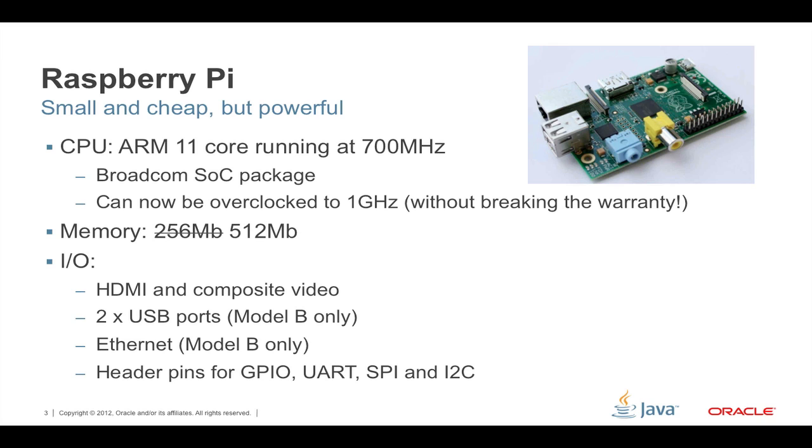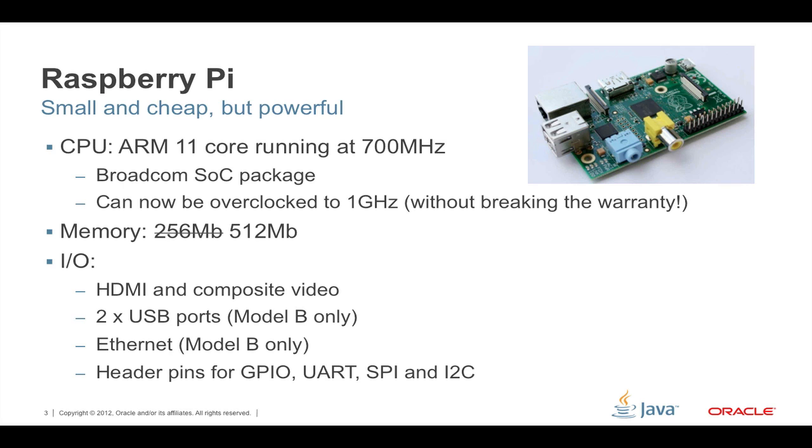Let's start with a quick recap of what the Raspberry Pi actually is. It's a small and cheap but very powerful single board computer. At the heart of the machine is an ARM11 processor running at 700 MHz. This is put together with the memory in a single on-chip package. Thanks to the work that's been done by the Raspberry Pi Foundation, you can now overclock the processor up to 1 GHz without breaking the warranty.